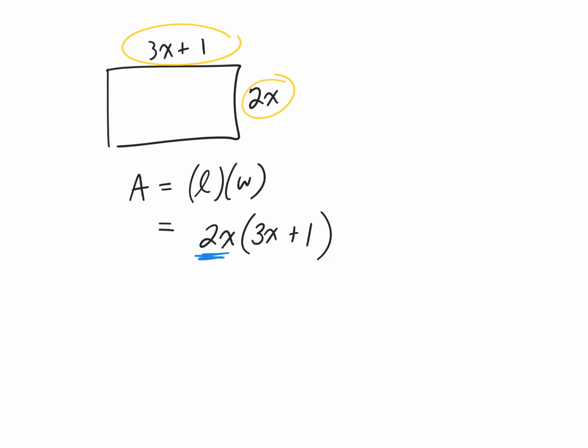We're taking the 2x and we're multiplying it by the 3x. We did this yesterday. What's 2 times 3? What's x to the power of 1 times x to the power of 1? x to the power of 2. And then we're going to do 2x times 1, times positive 1, is positive 2x. That's it. That's the area.